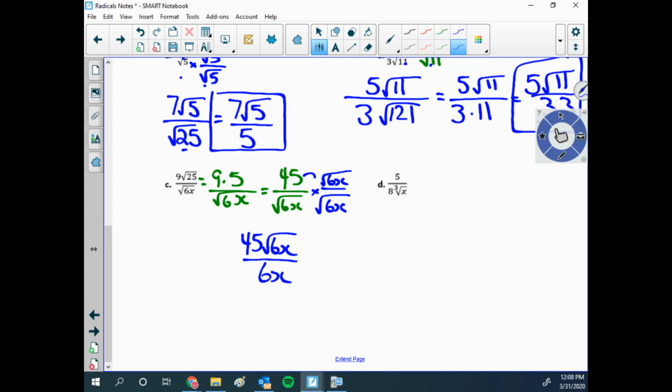Then I have to see if I can simplify any further. I actually think that I can simplify here. If you left it here, that's okay, but I notice that both 45 and 6 are divisible by 3. If the coefficients can be simplified, I want to do that. 45 divided by 3 is 15 square root 6x, over 6 divided by 3, which is 2x.